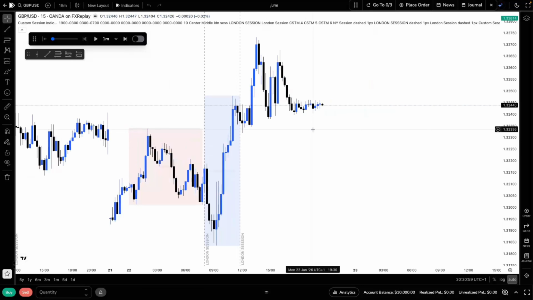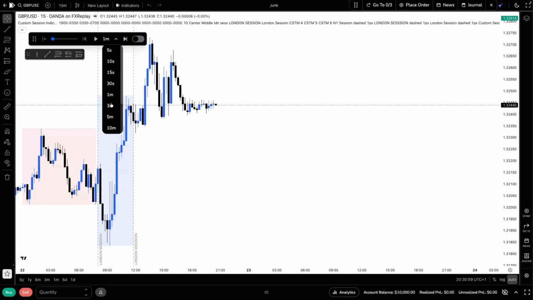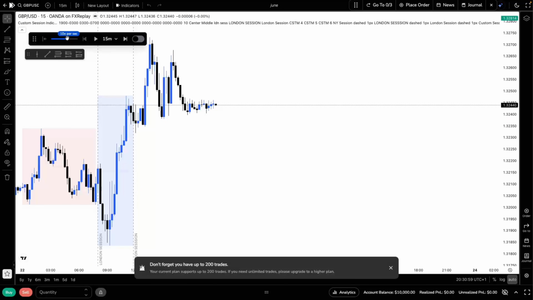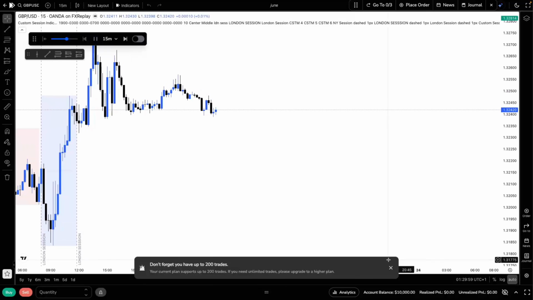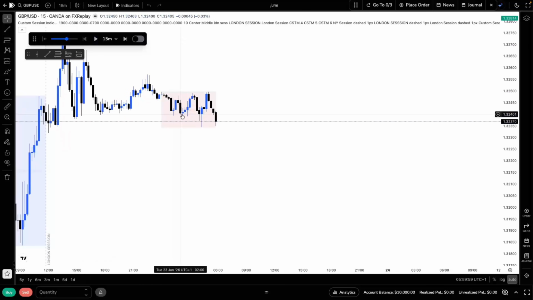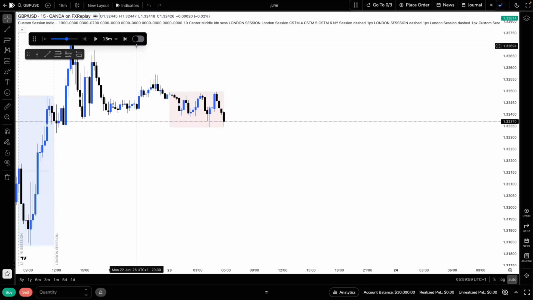So I'm gonna break down each trade. All my trades are taken on the 15-minute, and all I look for is a break of structure.